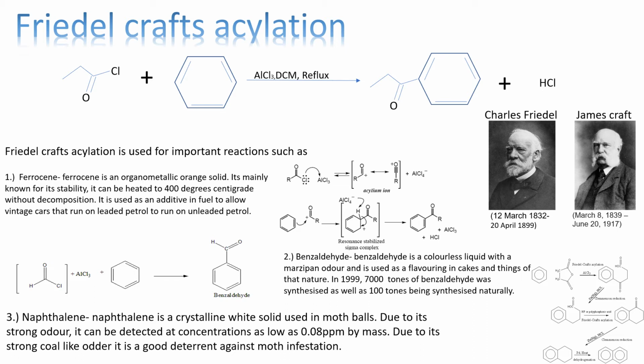The last thing I want to talk about is naphthalene. Naphthalene is a crystalline white solid used in mothballs. Due to its strong odor, it can be detected at concentrations as low as 0.08 ppm by mass. Due to its strong coal-like odor, it's a good deterrent against moth infestation.